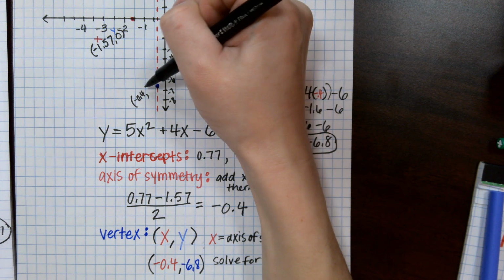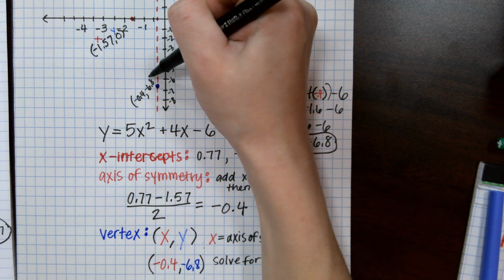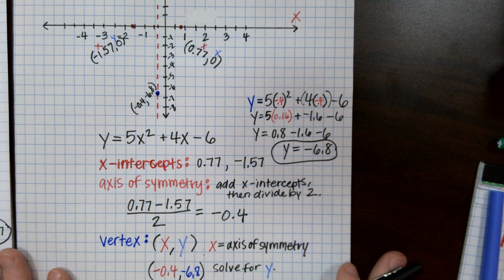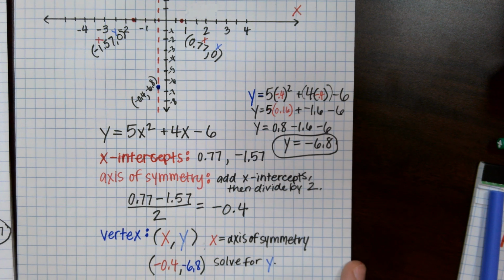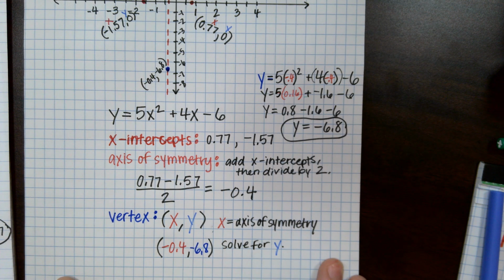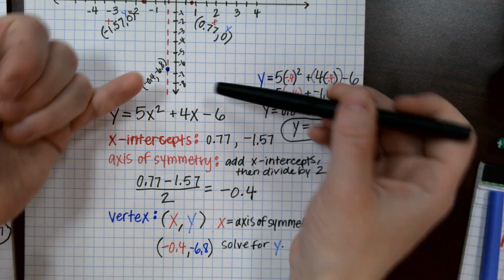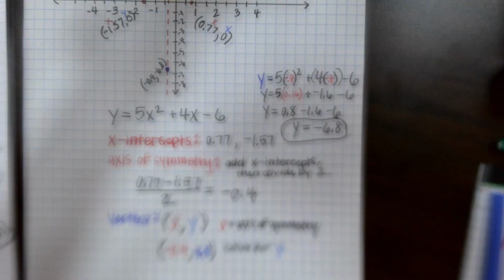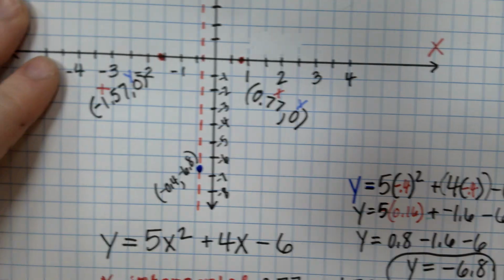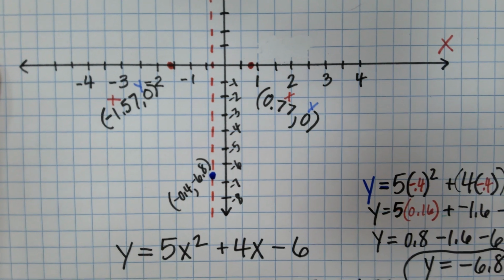Negative 0.4, negative 6.8. Okay. Zoom. Where? The vertex. Just because I can't get it. Which part of the vertex? Down here at the bottom or the graph? The graph? Okay. Like that. No problem.